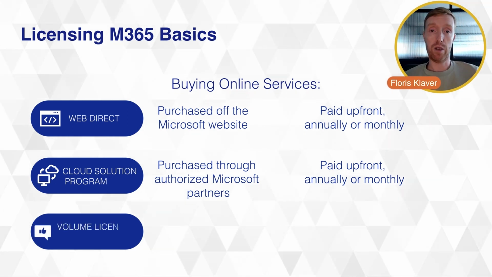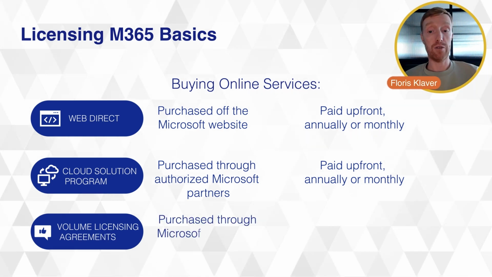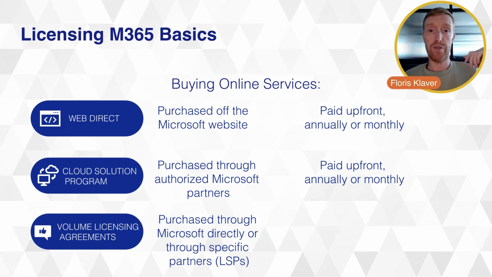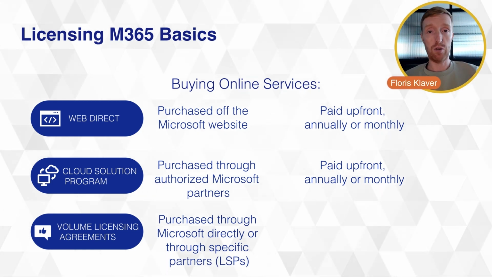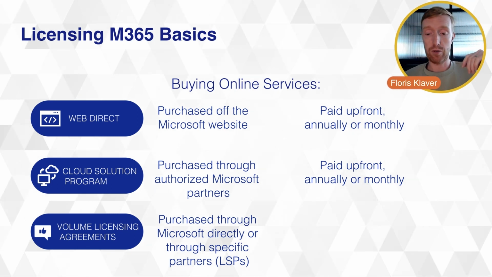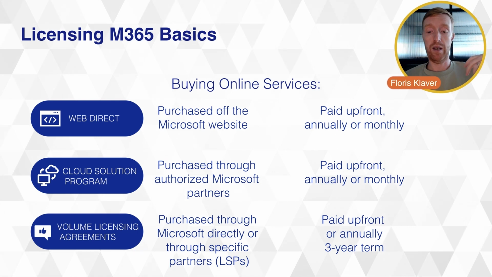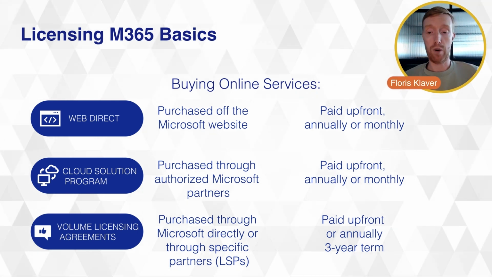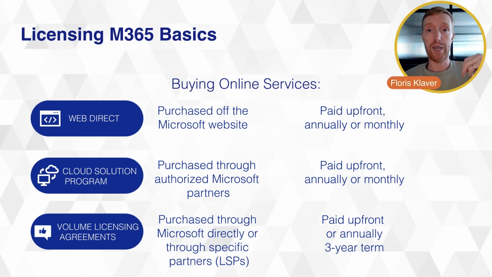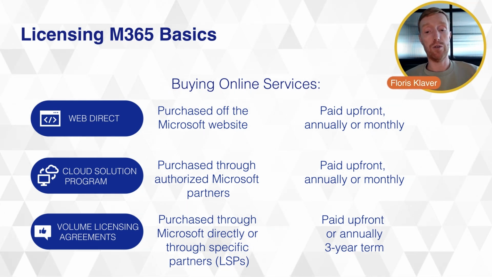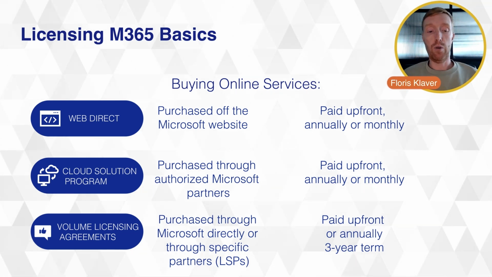Finally, you have what Microsoft calls the volume licensing agreements. So these are purchased through Microsoft directly or through specific partners of Microsoft called licensing solution providers. You need to set up a contract, for instance, an enterprise agreement contract, and you pay your licenses through this contract in an upfront or an annual motion. The contract is usually 3 years, the term that you're using the services for, and then you pay that either upfront or annually.